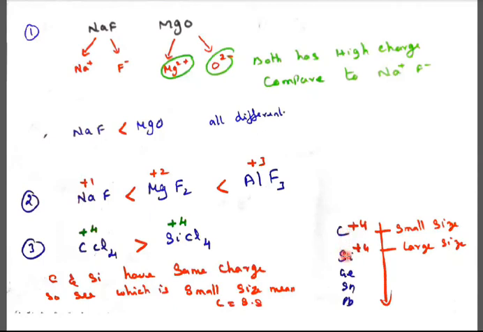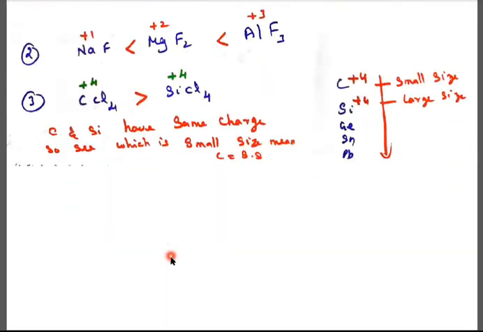When you compare carbon and silicon, carbon is of smaller size and silicon is of larger size. Lattice energy is inversely proportional to the radius of the cation and the anion. If it is a smaller size, it has a greater lattice energy. So carbon is a smaller size, so its lattice energy is more than silicon.